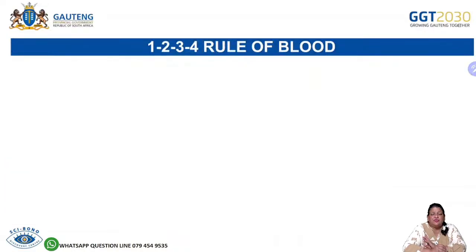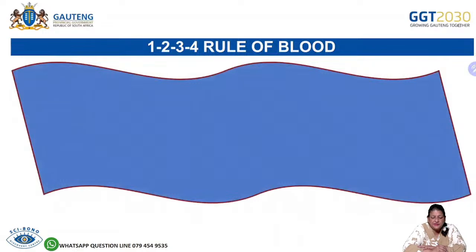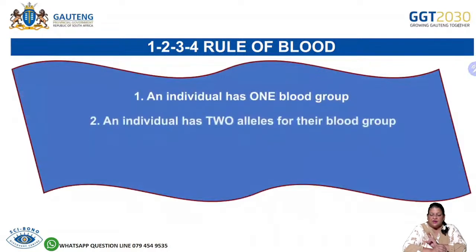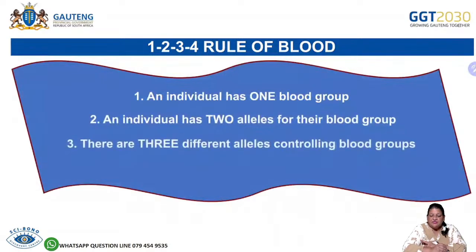Now let's look at the 3 rules of blood groups. First of all, learners, every individual has only one blood group. An individual has 2 alleles for that blood group. So you must have 2 alleles for any gene. The gene here is blood group. There are 3 different alleles controlling blood group. So normally we said there's 2 alleles that control a gene, but in blood group it's different. There are 3 alleles that control the gene called blood group.